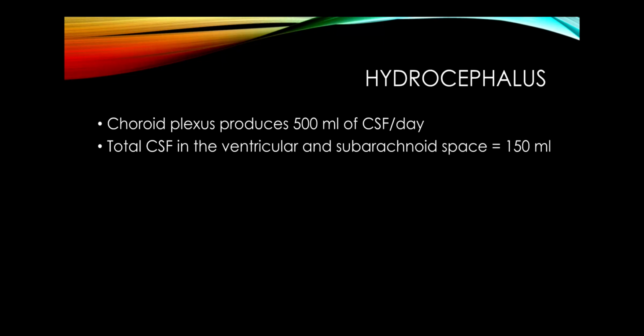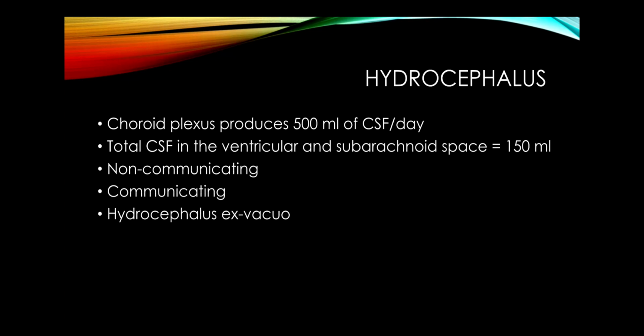Now let's talk about some things that can go wrong with this flow of cerebrospinal fluid. One thing that's, I think, fairly obvious when you think about it, all of the CSF in the ventricular and the subarachnoid space only makes up 150 milliliters. That's not very much, but the choroid plexus makes about 500 a day. So what does that tell you? This has to circulate efficiently, or else there are going to be problems. And if it doesn't circulate, if there's a blockage, then we can get a hydrocephalus.